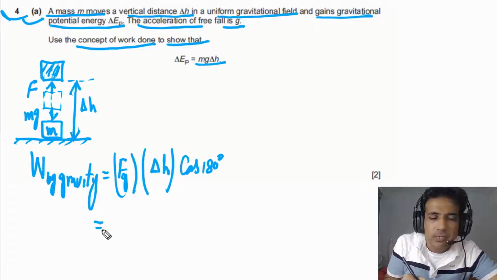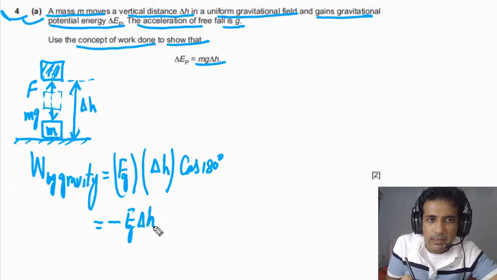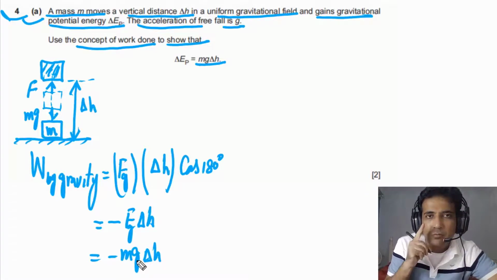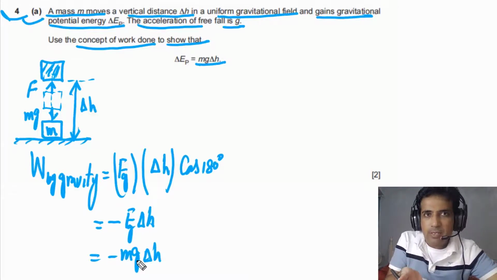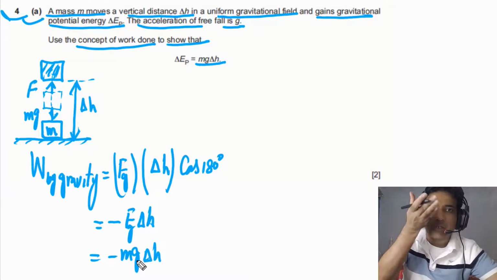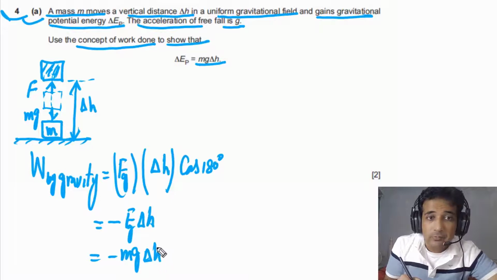It simply means that the work done by gravity is negative. So we can write this as negative Fg delta h, and this is equal to negative mg delta h. In this case, you need to understand work done by gravity is negative because gravity is acting vertically down and the mass is lifted vertically upwards. So the work done by gravity is negative.